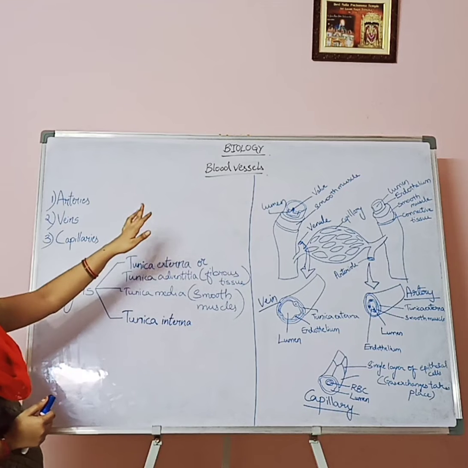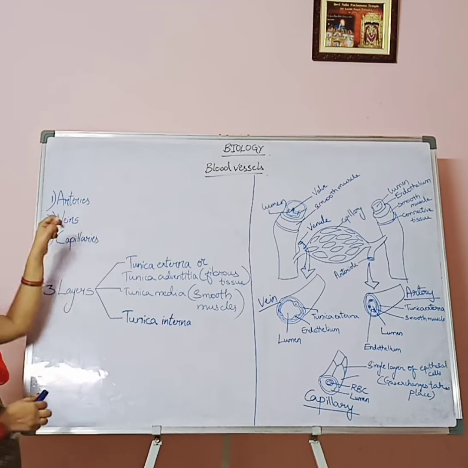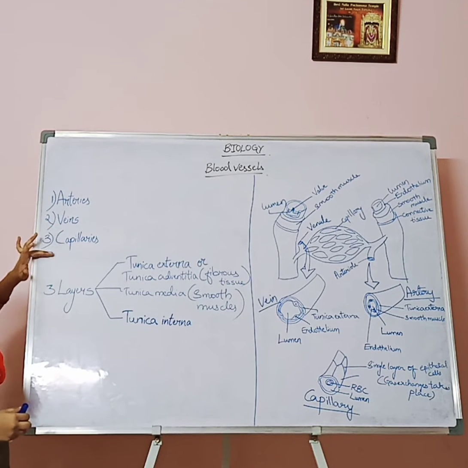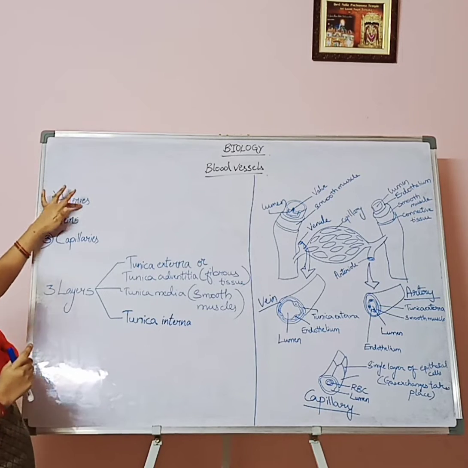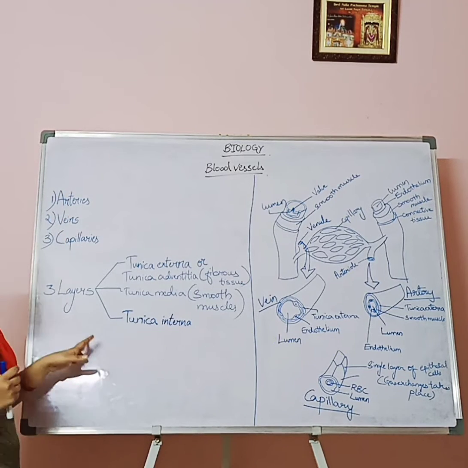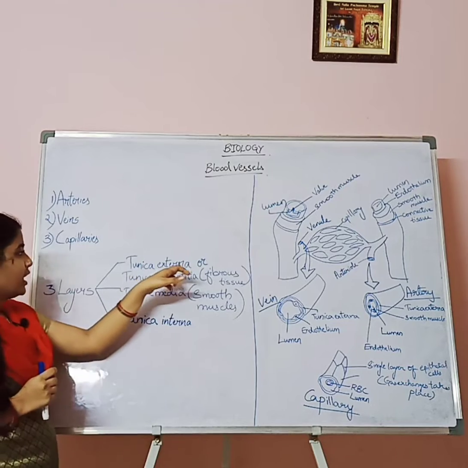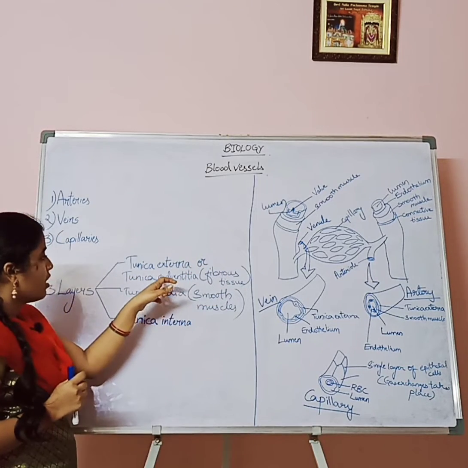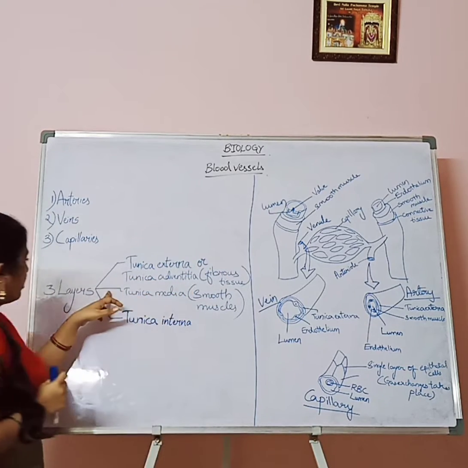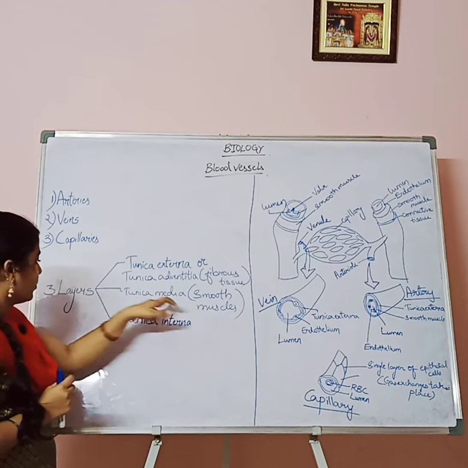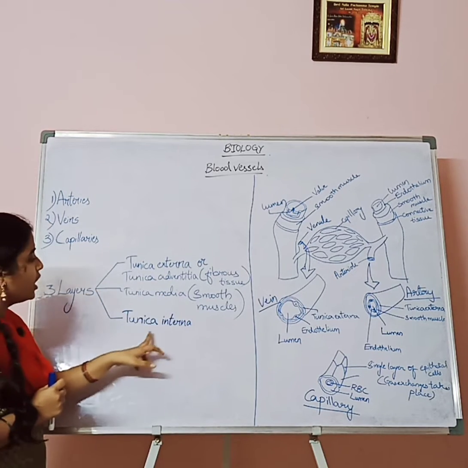Today we are going to learn about blood vessels. Blood vessels are of three types: arteries, veins and capillaries. Arteries and veins consist of three layers. The outer layer is tunica externa or tunica adventitia, the middle layer is tunica media, and the inner layer is tunica interna.